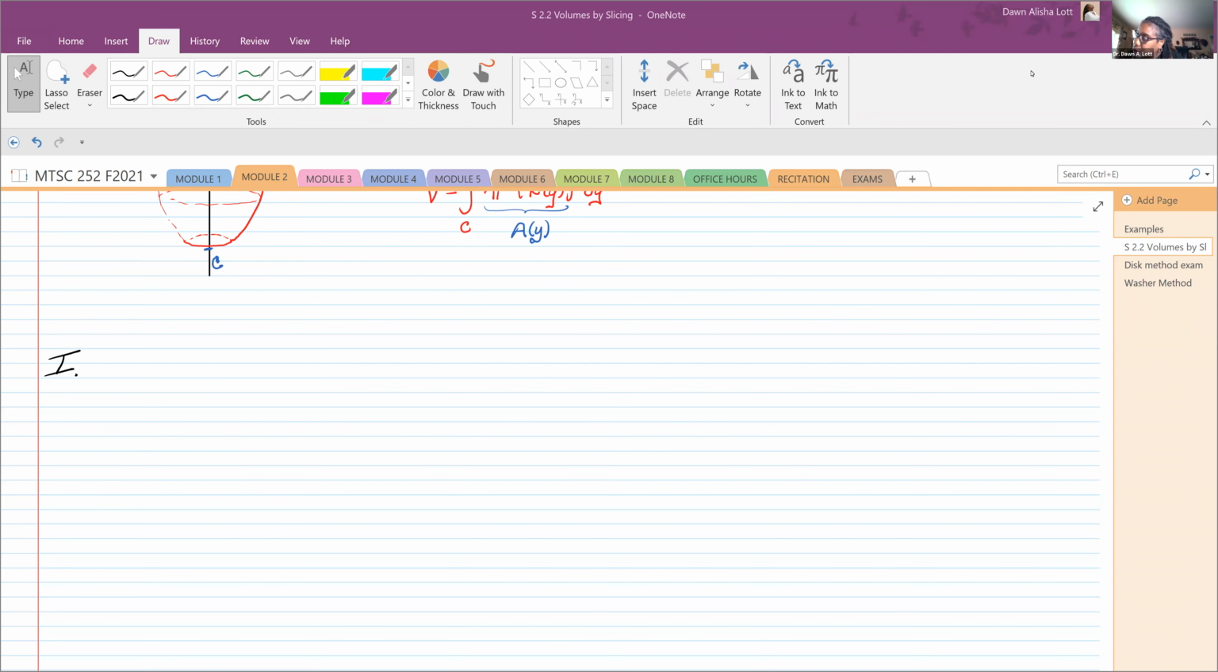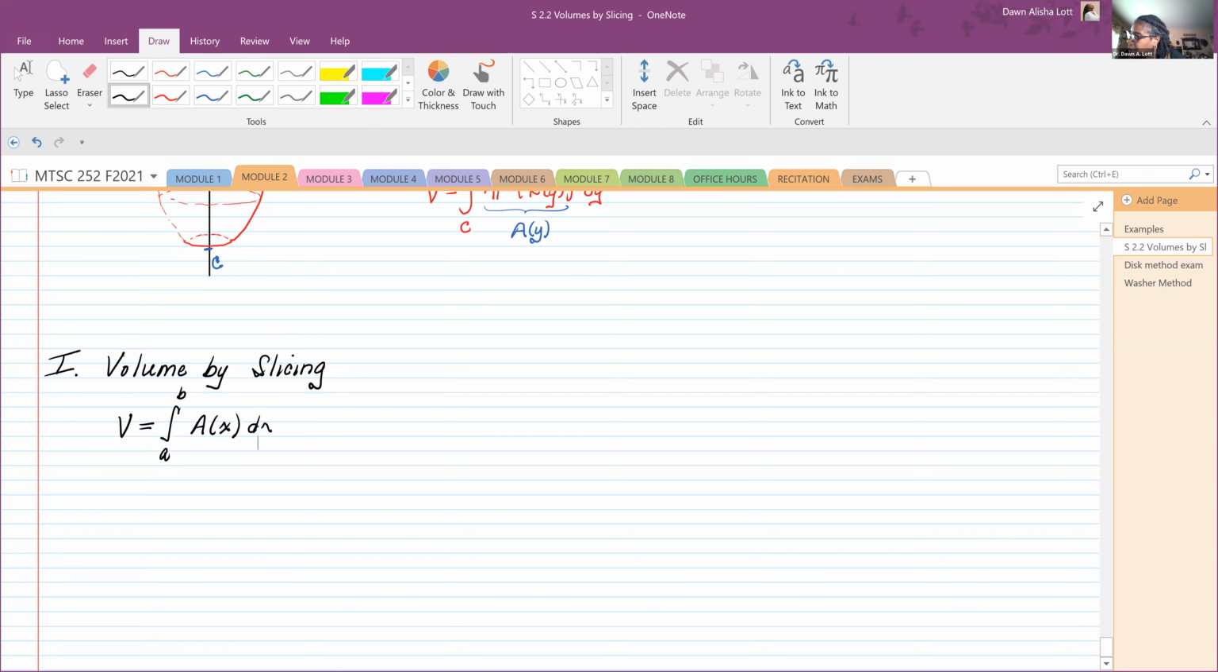Okay, so the first thing we did was volume by slicing. With volume by slicing, we had to figure out what the area was that we were going to move across a certain distance. So we ended up with volume is equal to the integral from A to B. We had to find what the area was. If it were squares, we figured out that it was length times width. If it was a triangle, they could be semi-half circles. We just need to find out what the area is, okay?